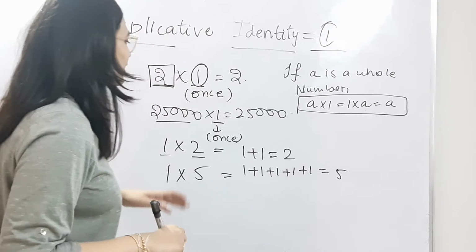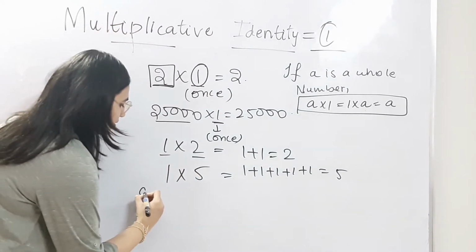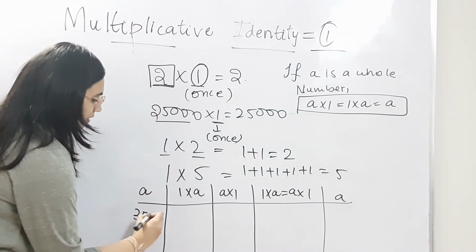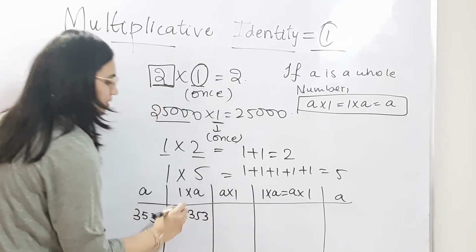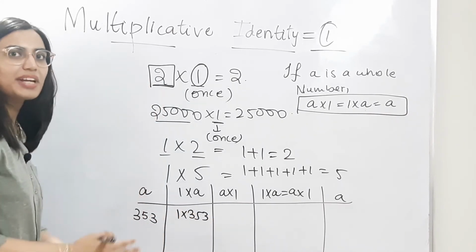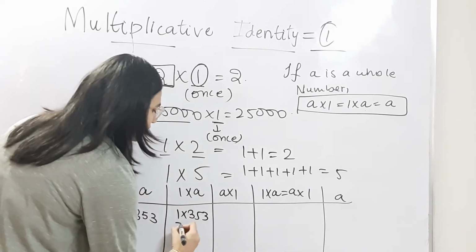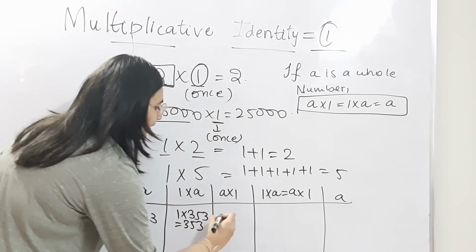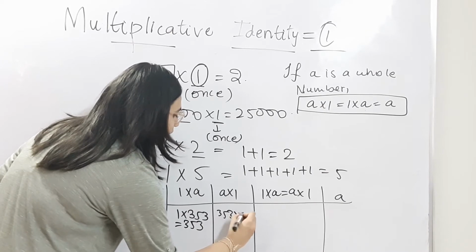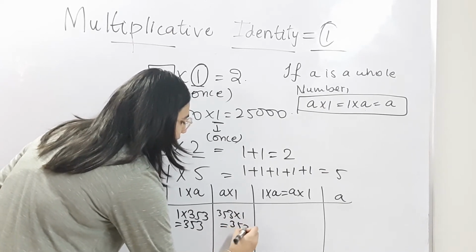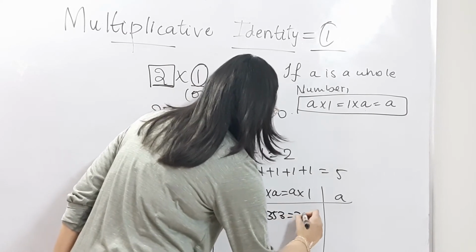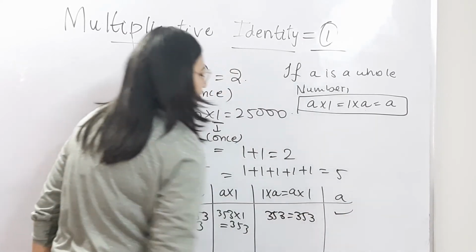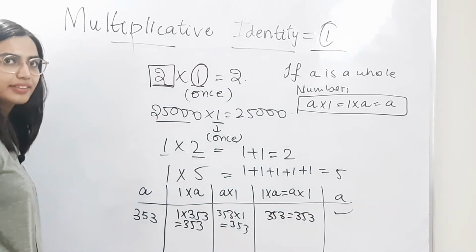Okay. Now let's see a few easy examples. A is 353. Here A is 1 into 353. That means 1 repeated 353 times. We will be adding 1, 353 times. So the answer is 353 only. And 353 is repeated once. So the answer is 353. So from here you can say that 353 is equal to 353.